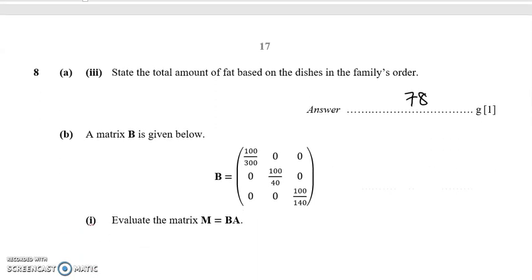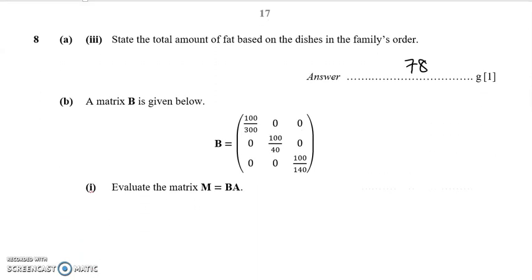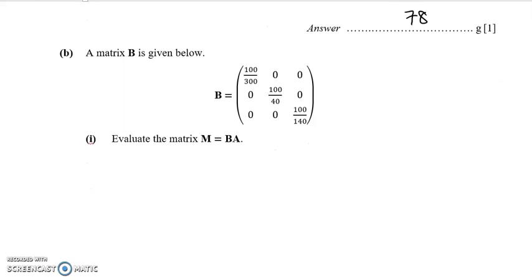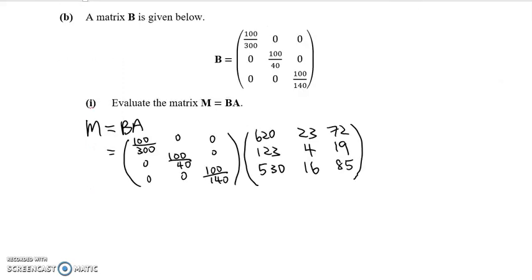Matrix B is given below, and they want us to evaluate matrix M equals B multiplied by A. Let's write out the matrices. Writing the 2 matrices out, being very careful with all the values. Then we need to do our matrix multiplication now.